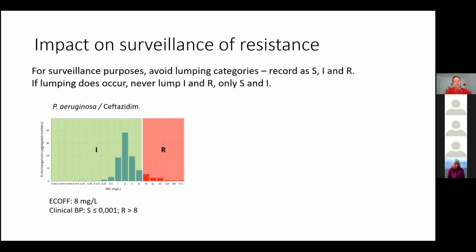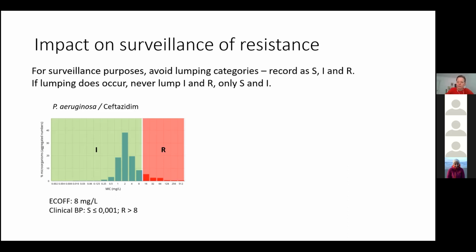This new I, when you categorize some wild type distributions as I, has of course impact on surveillance of resistance. In the old days, for surveillance purposes, the I and the R category have often been taken together, been lumped, and that should not be done anymore. So for surveillance purposes, you should avoid lumping the categories. You should report them as S, I, and R separately. And if you have to combine, you should never combine I and R, only S and I. But ideally, not even that, but report each category for itself.